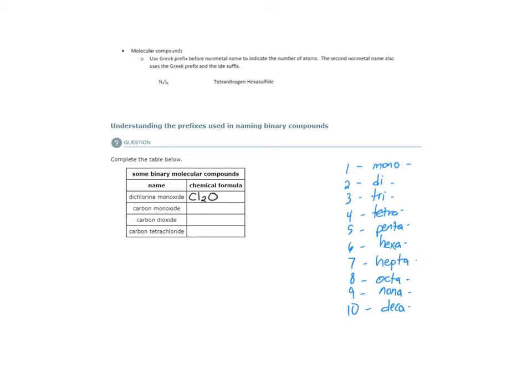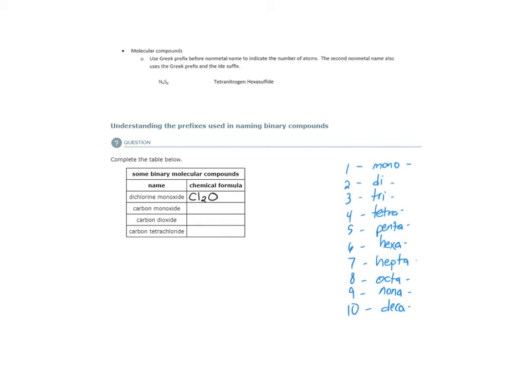I will note that there is an exception for when we're looking at the first nonmetal if we only have one of them. And so that's what we're going to see here. Carbon monoxide. Notice there is no prefix here. I thought that the guide said that we use Greek prefixes before not only the first, but the second nonmetal. Well, the exception is when the first nonmetal only has 1 atom, you omit mono as the prefix. You don't write monocarbon. You just write carbon.